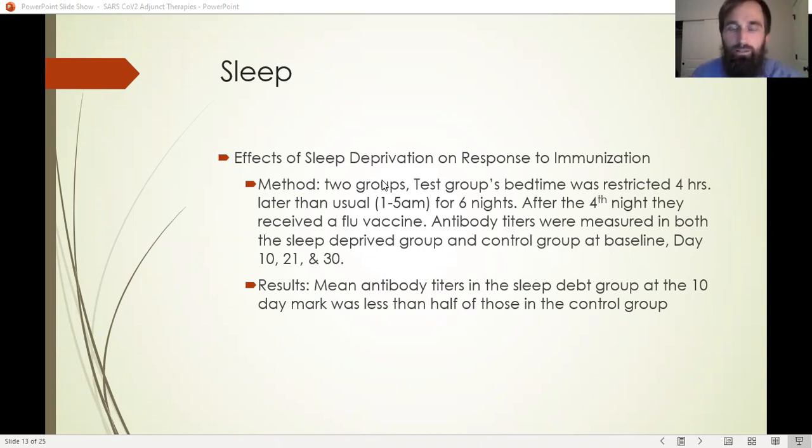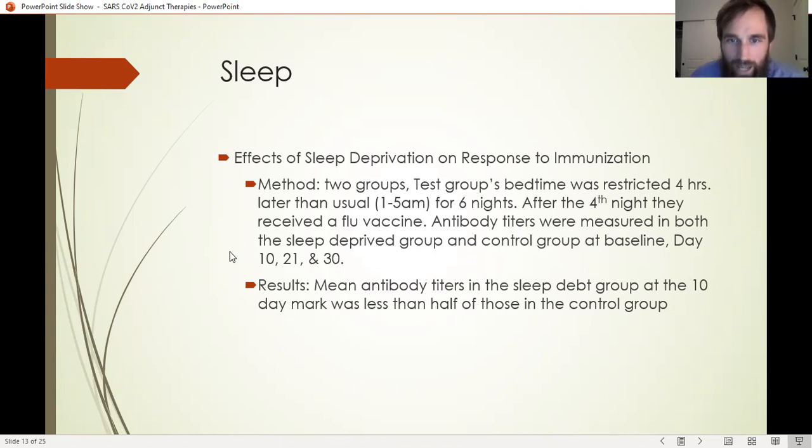They had 2 groups, the test group and the control group. The test group was sleep deprived. They were not allowed to go to bed when they wanted to. They had to go to bed as early as 1 a.m. or as late as 5 a.m. for 6 nights. And after the 4th night, they received a flu vaccine. The antibody titers were measured in both groups at baseline, at day 10, day 20, and day 30.